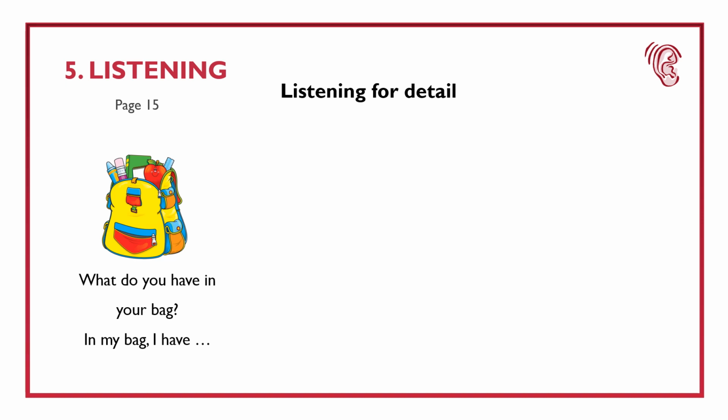So we have three places: in her bag, on his desk, in her study. So you have to number them as you hear. Please do this. Good, let's check. Number 1, on his desk. Number 2, in her study. And number 3, in her bag.